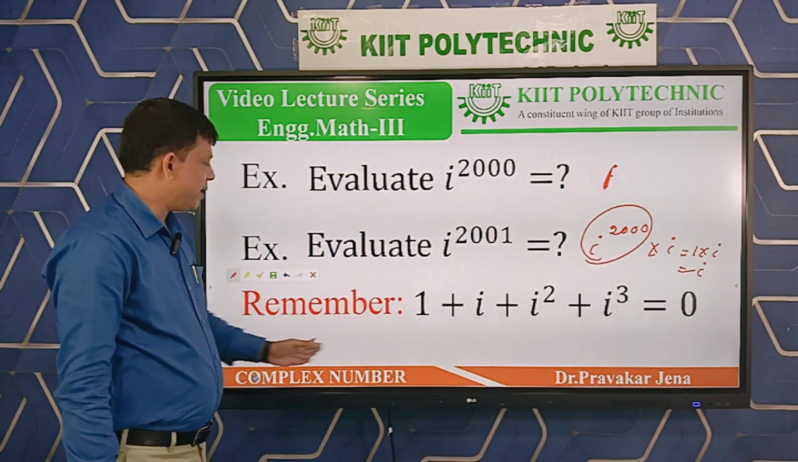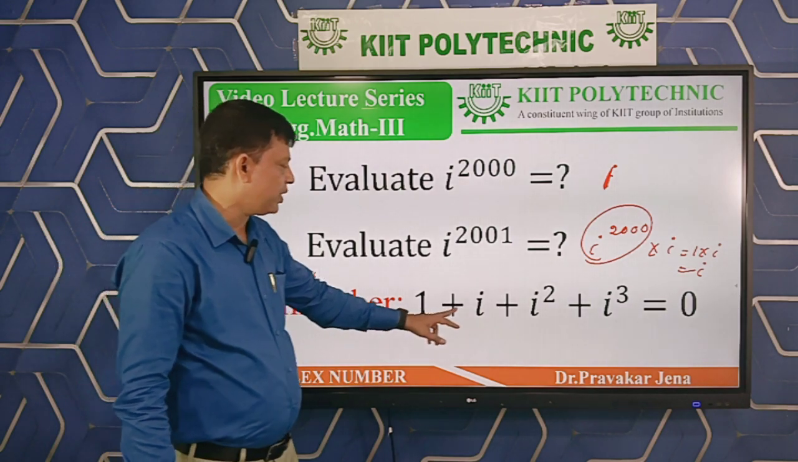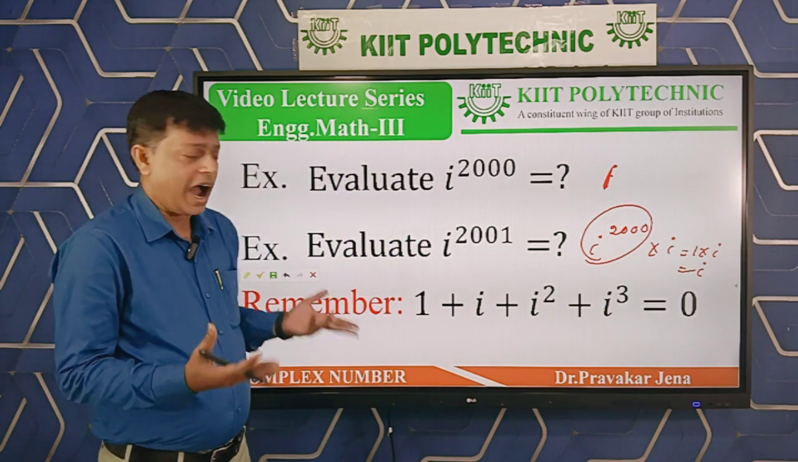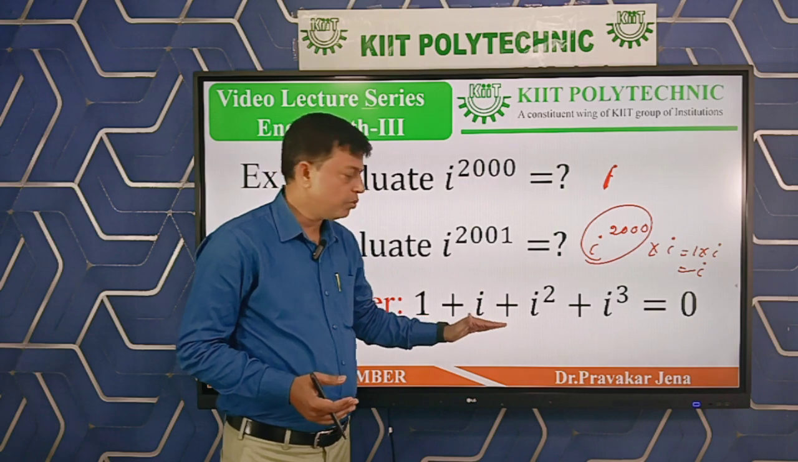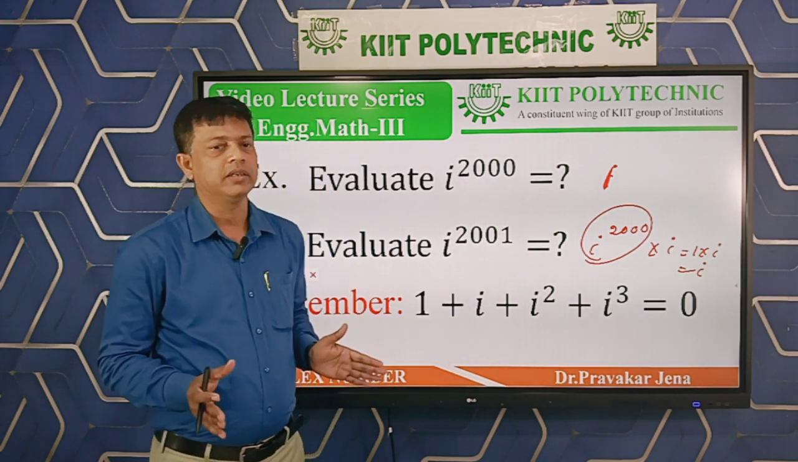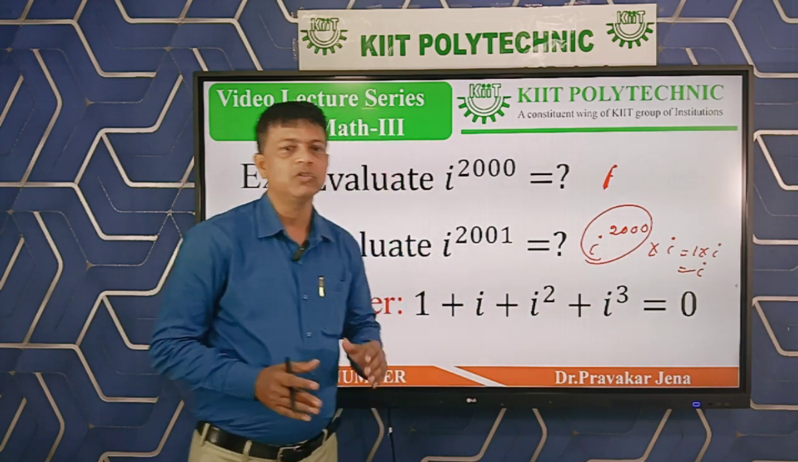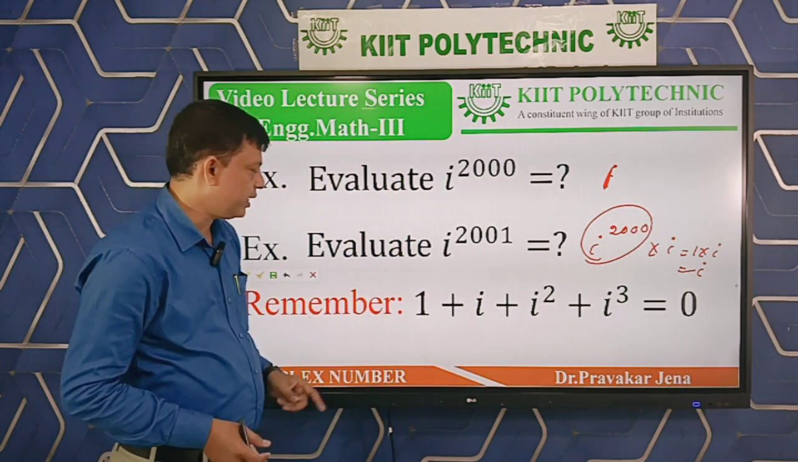Now you have to remember another part here: 1 plus i square plus i cube is equal to 0. So how to remember? Very simple. The sum of 4 consecutive powers of i is equal to 0. That is very simple. You remember this.